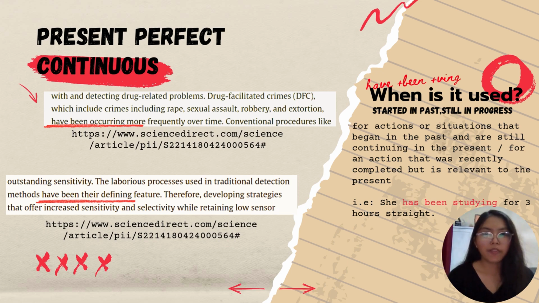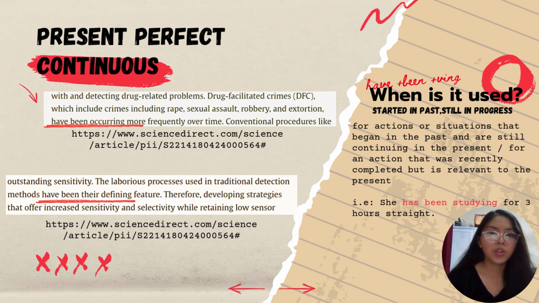Last but not least, we have present perfect continuous. It is used for actions or situations that began in the past and are still continuing in the present, or for an action that was recently completed but is still relevant to the past. In simpler terms, started in past, still in progress. Present perfect continuous uses have plus been plus verb with ing at the back. For example, she has been studying for 3 hours straight, where has been studying is the tense, since has been and studying. Studying has the verb study. Other than that, we have two examples from the same article.